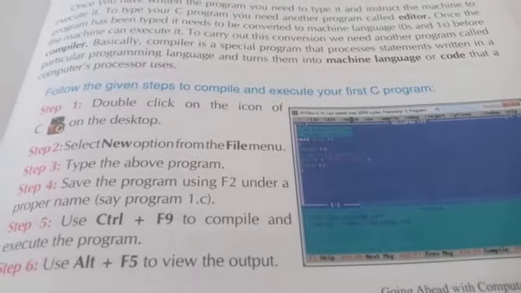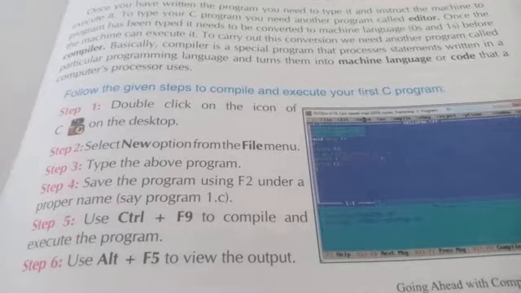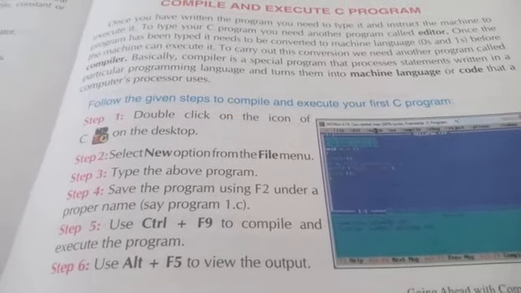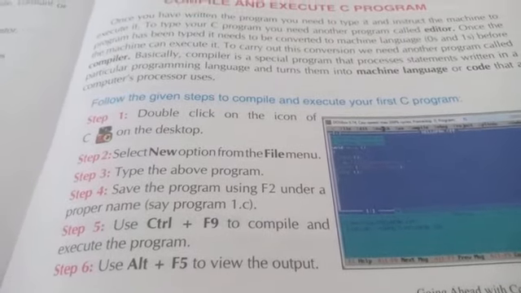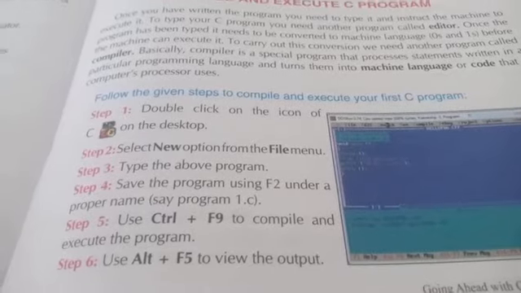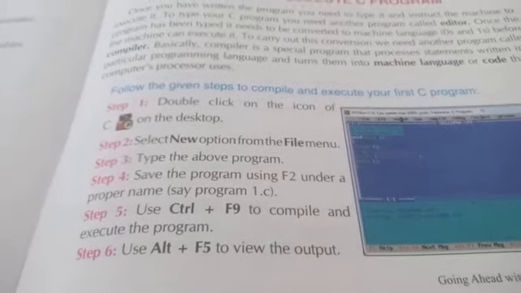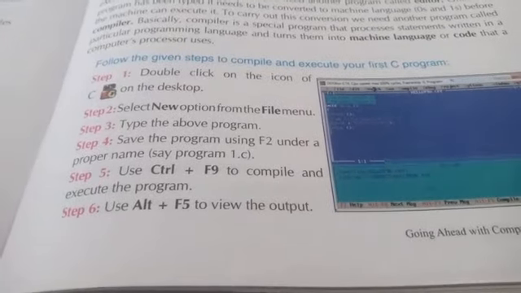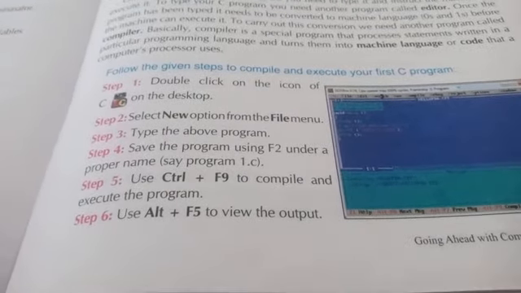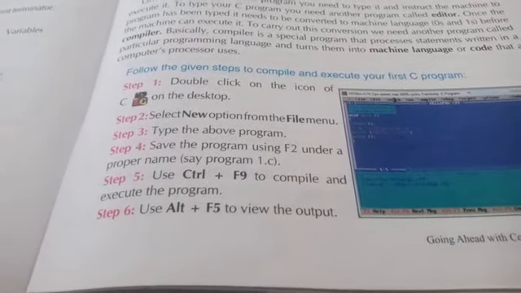You can see, double click on the icon of C on the desktop, select the new option from the file menu and type the above program, and save the program using F2 under a proper name, say first.c. Okay, and we use the .c extension for saving. And now for compilation, Alt plus F9, and Ctrl plus F9 for execution.